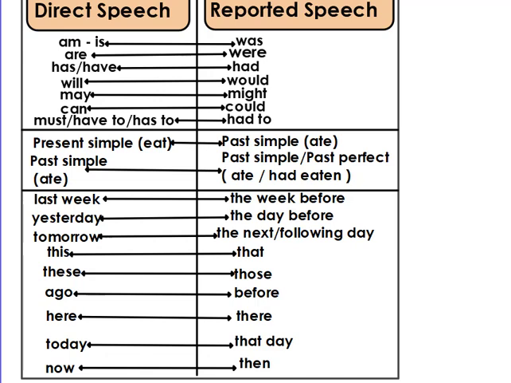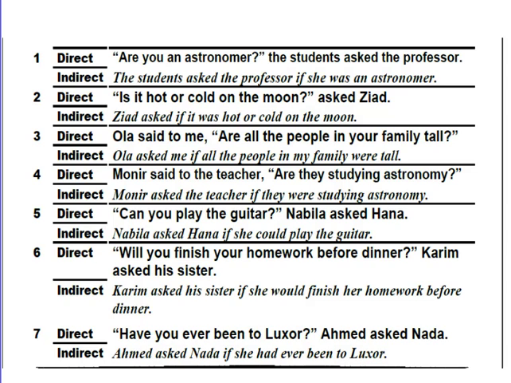Okay? Now, we have some more examples that can make the rule easier for you. "Are you an astronomer?" the students asked the professor. So it becomes, the students asked the professor if she was an astronomer. "Is it hot or cold on the moon?" asked Ziad. Ziad asked if it was hot or cold on the moon.